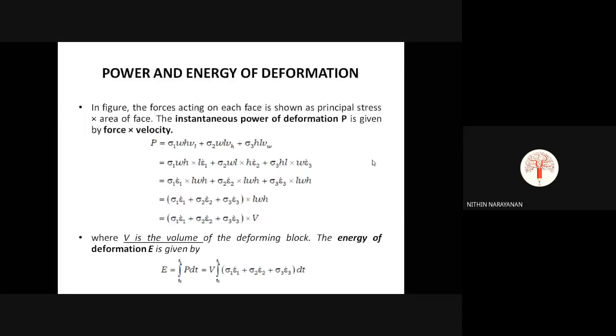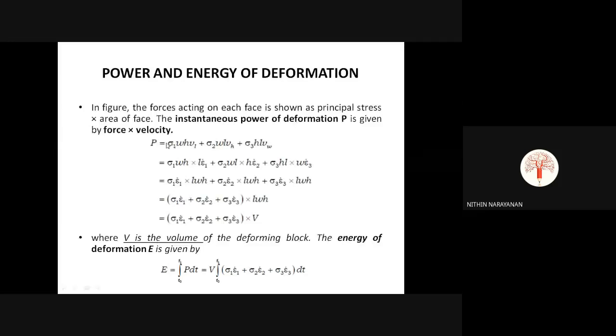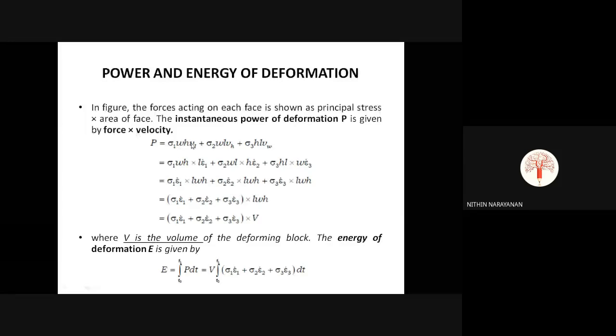Okay. So how did we find the force? Force is nothing but the principal stress into area. That means in the direction 1, what is the principal stress? Sigma 1. Area of that face will be W into H. So sigma 1 into WH will be the force. Then in order to find P, you have to multiply the force into velocity. So velocity in that direction is VL. So sigma 1 WH VL, the first term, will be the power in the sigma 1 direction.